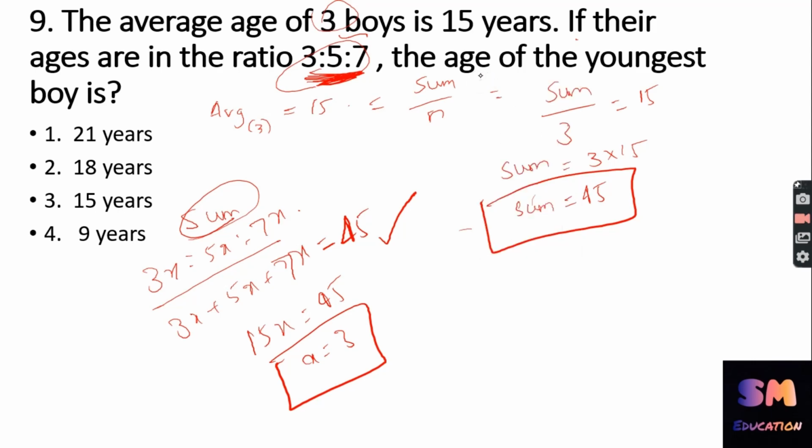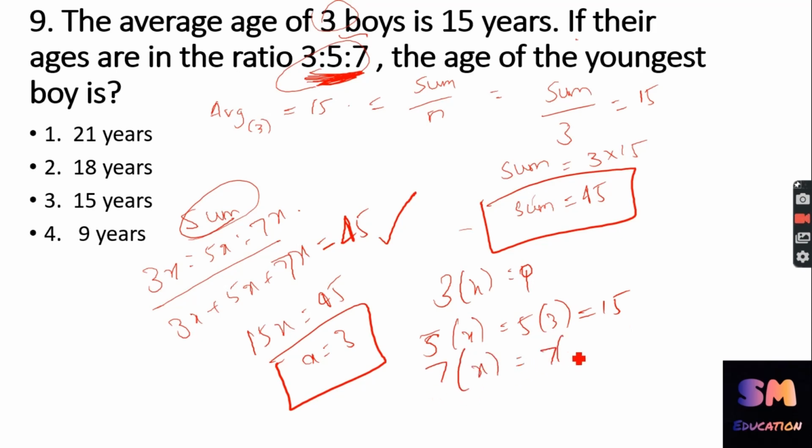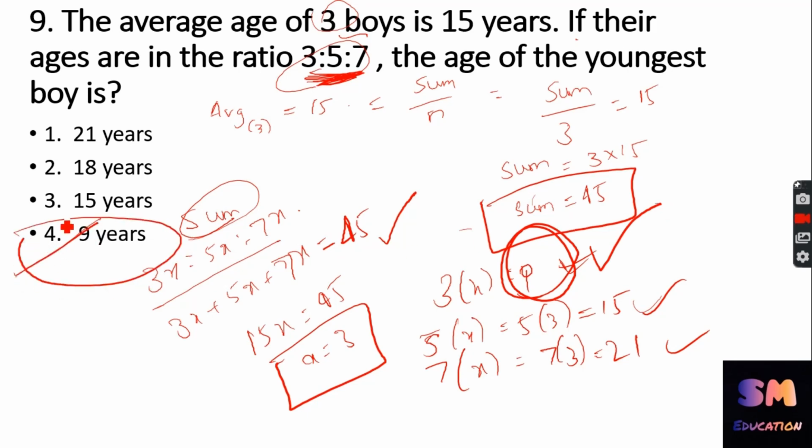Now what they are asking is, find the age of the youngest boy. If we substitute the x value in the given ratios, 3x is 3 times 3, which is 9. Next, 5x is 5 times 3, which is 15. Next, 7x is 7 times 3, which is 21. Among these ages, who is the youngest boy? 9 is the smallest, so this is the youngest one. So option 4 is the answer, 9 years.